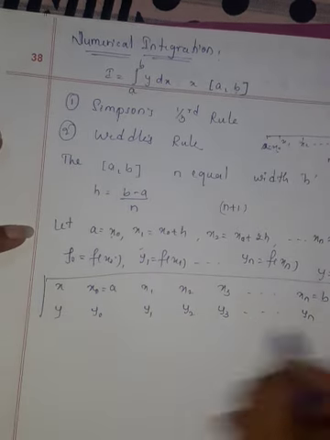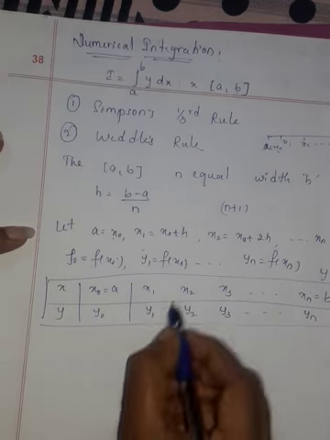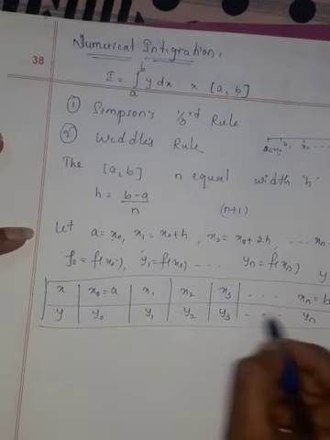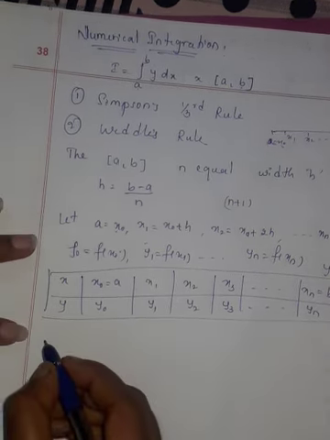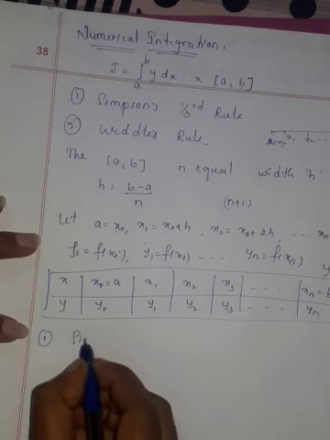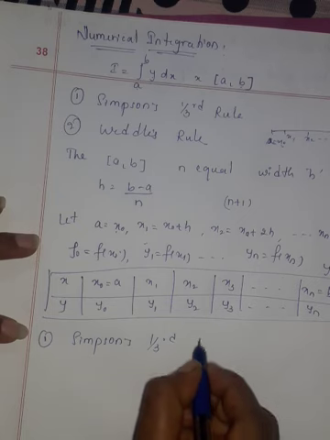So this is our table. By using this table we apply the rules, that is Simpson's one-third rule and Weddle's rule. So first we see what is Simpson's one-third rule.